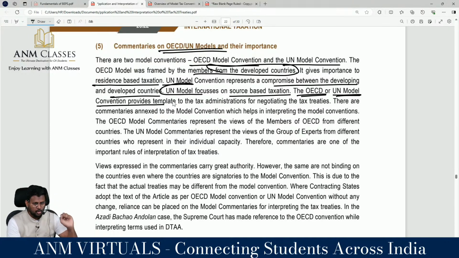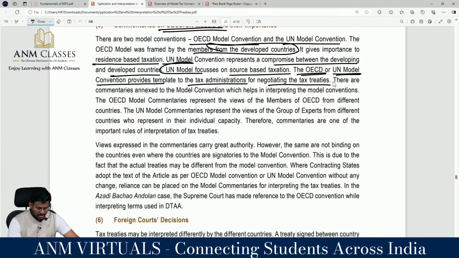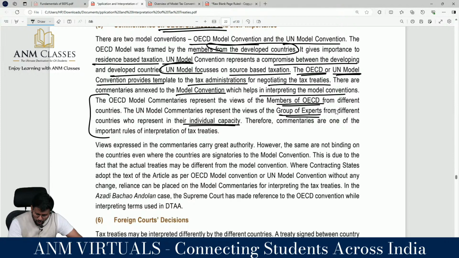As I told yesterday itself, it is for the tax administrations for negotiating the treaty. There are commentaries annexed to the model convention which help in interpreting it. The OECD model commentaries represent the views of members of the OECD, from different countries. The UN model commentaries represent the views of a group of experts from different countries, who serve in their individual capacity. Therefore, commentaries are one of the important rules of interpretation of tax treaties.